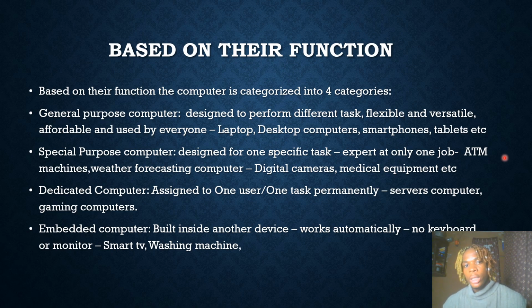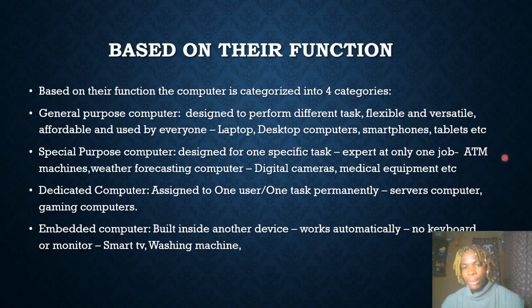Now, in most textbooks, in most training, in most teaching, you see that computers are classified into only two, or for standard reason they're classified into four. So number one, we have the general purpose computer. This kind of computer is flexible, versatile, designed to do different tasks, and affordable by everyone. Examples are your laptop, your desktop, your smartphone, your tablet, the iPhone, the Android.